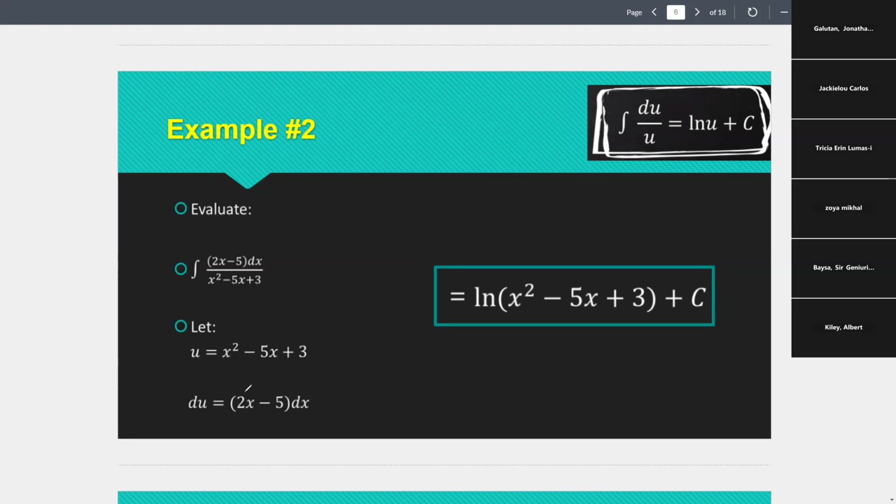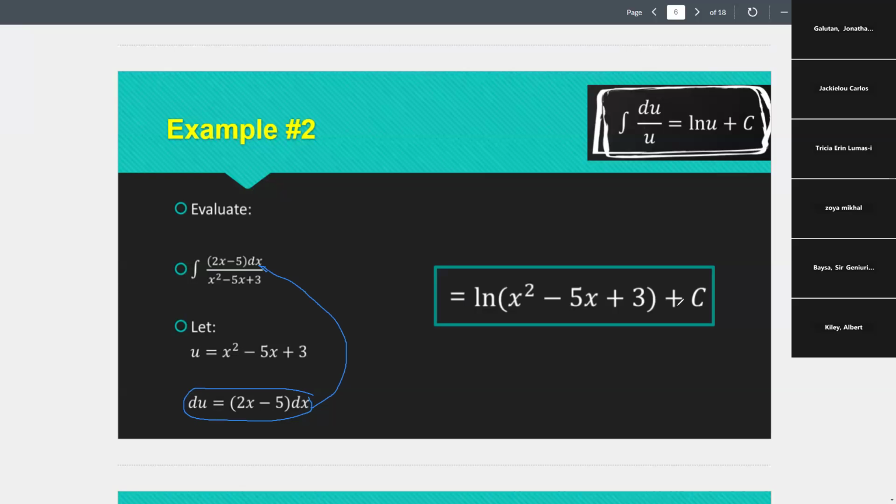Is this the derivative of x squared minus 5x? Yes, sir. Okay. And as you can see, it's exactly our numerator, right? And since it's exactly the same, we don't need to use a balancing factor kasi wala namang constant na nandyan. Okay? So we can just go right away to our final answer. So ln, this is our ln, our u is x squared minus 5x plus 3 plus c.